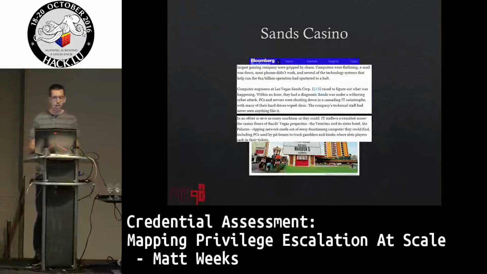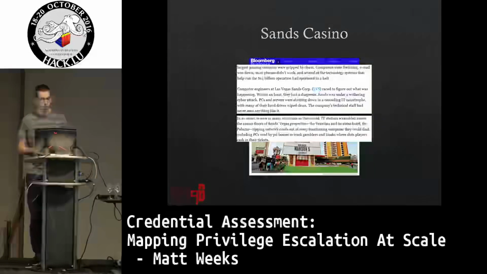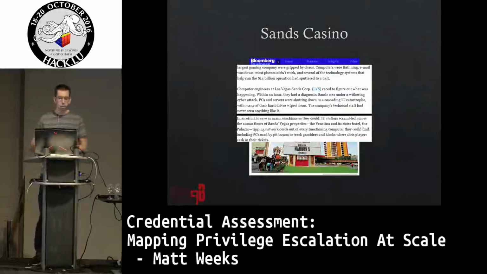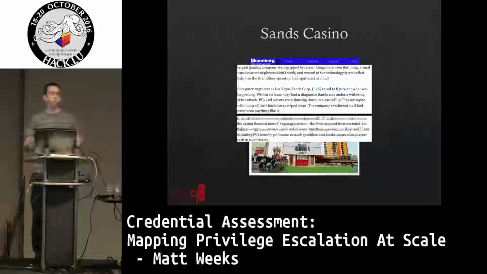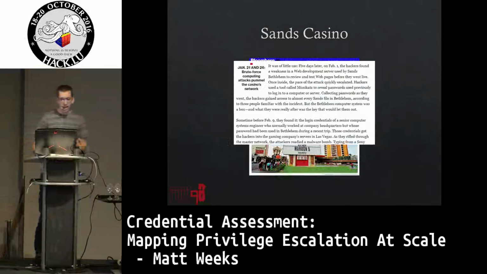In an effort to save as many machines as they could, IT staffers scrambled across the casino floors of Sands Vegas Properties, the Venetian and its sister hotel, the Palazzo, ripping network cords out of every functioning computer they could find, including the PCs used by pit bosses to track the gamblers and kiosks where the slot players cash in their tickets. So I can only imagine people running down the hallways, just pulling cords out of everything because everything was going down. And it didn't do a whole lot of good, because the attackers had already had access to everything.